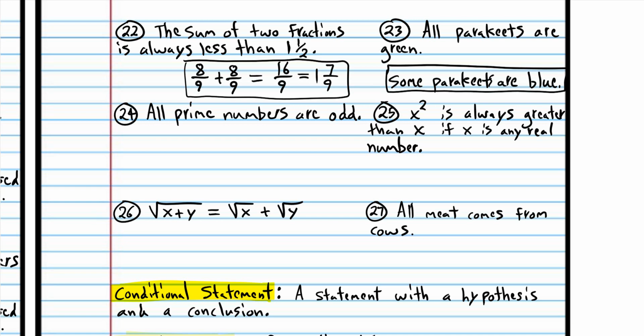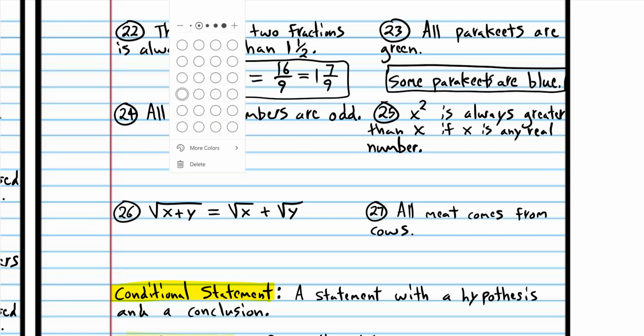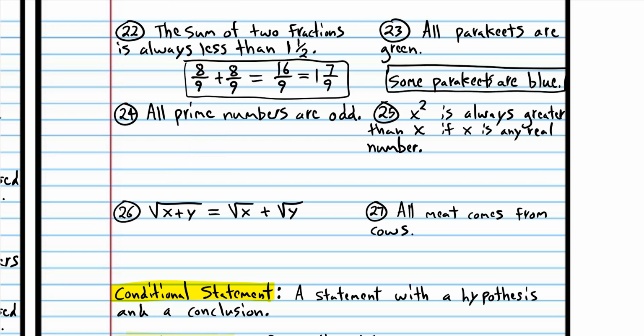Try 24, and when you come back, you might want to look up the definition of prime numbers. We talked about that in some of my previous courses. Make sure you understand what all the prime numbers are before you do number 24, because you might get tricked. So do number 24, and when you come back, we'll do it together.